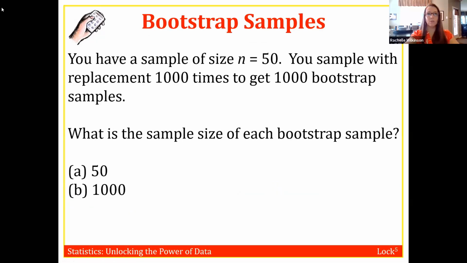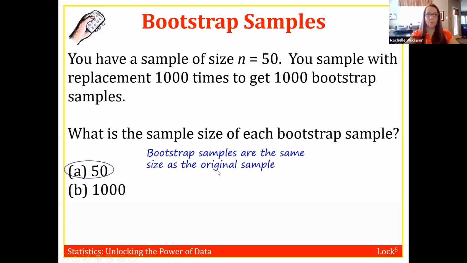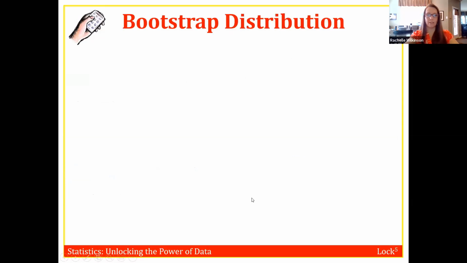Now suppose you have a sample of size n equals 50. That's our real sample. You sample with replacement 1,000 times to get 1,000 bootstrap samples. What would be the sample size of each bootstrap sample? Would it be 50 or 1,000? Good. Our bootstrap sample is going to be the same size as the original sample. If the original sample had 50, then our bootstrap samples are also going to have 50.